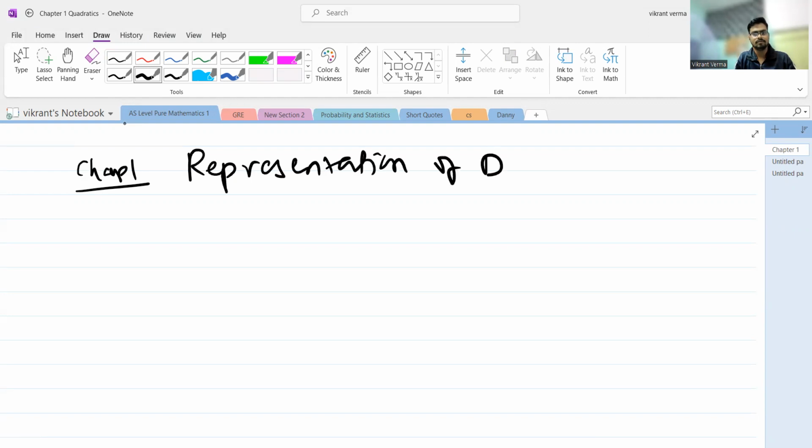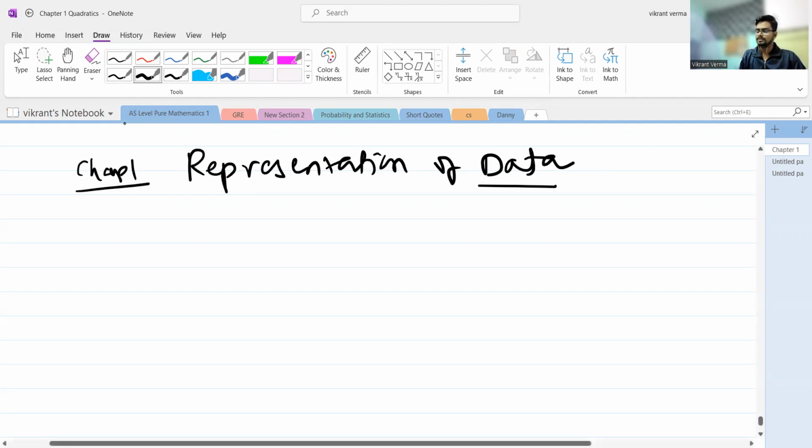Representation of data. Actually, statistics is the study of how we collect the data, and after collecting the data, we can study it and make some observations and inferences from the data, and this result or information we can apply to the entire population from which we collected the data. So first we will see the types of data.